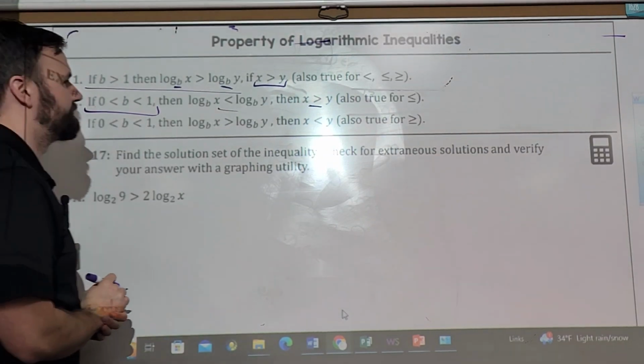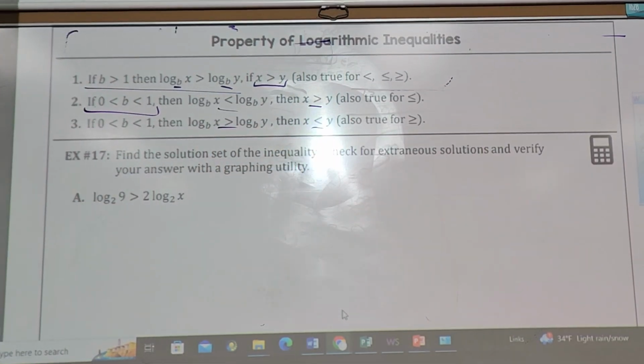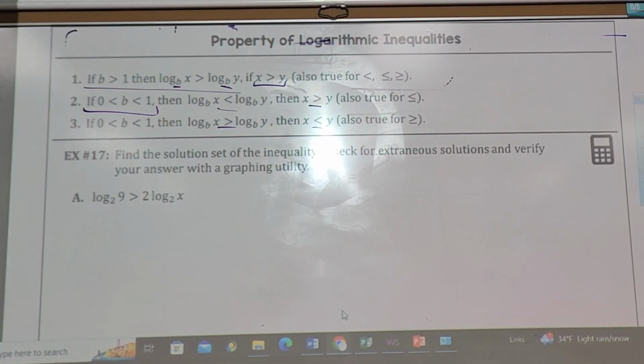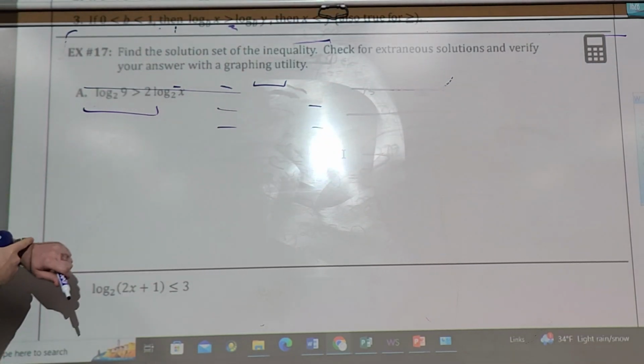Why are those separate? They're the same but opposite. So it's the same though as the original, right? If b is a growth, we keep the sign. If it's a decay, we change the sign. Let's do it. This isn't too scary.